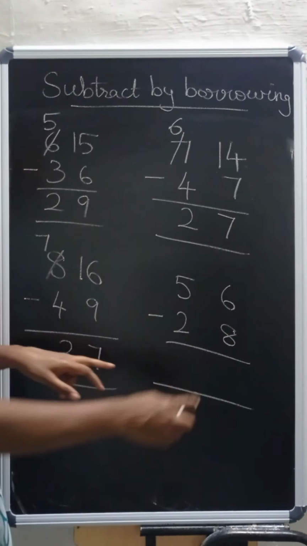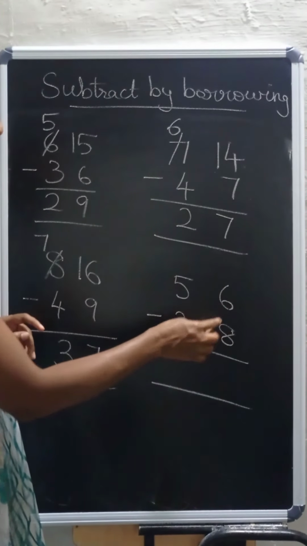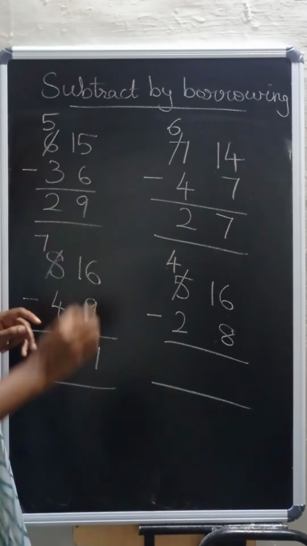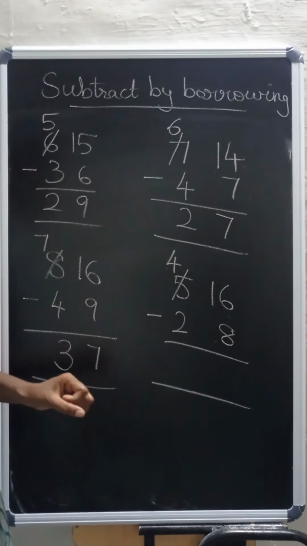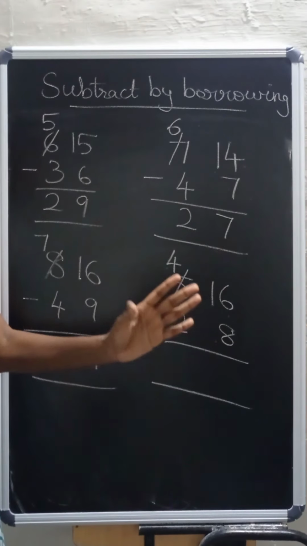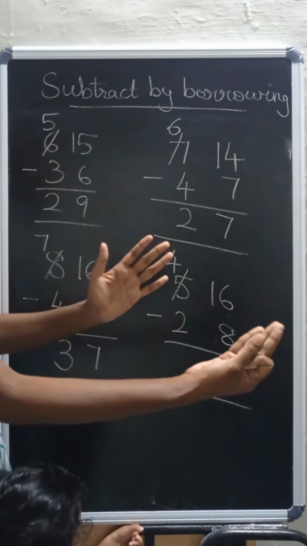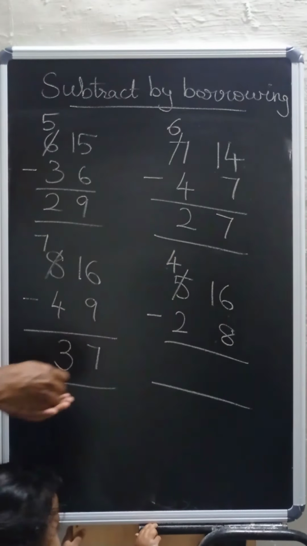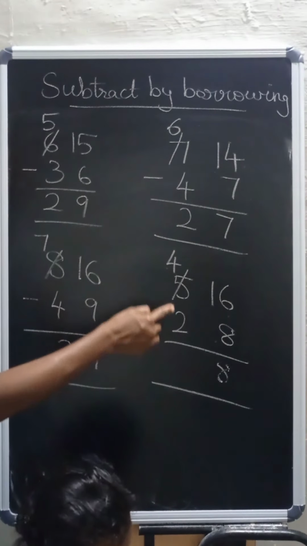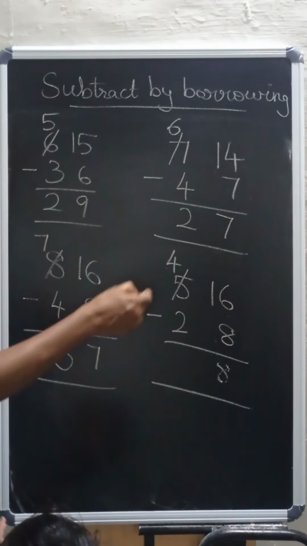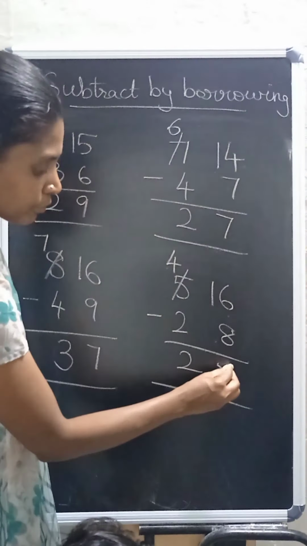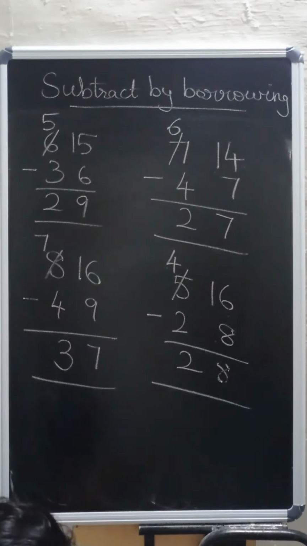56 minus 28. I cannot subtract 8 from 6. So I am borrowing from here. 5 becomes 4 and 6 becomes 16. Now after 8, count till 16. After 8, 9, 10, 11, 12, 13, 14, 15, 16. So 8 fingers. 16 minus 8 is 8. Next, 4 minus 2. So now count after 2 till 4. After 2, 3, 4. So 2 fingers. So 28 is your answer.